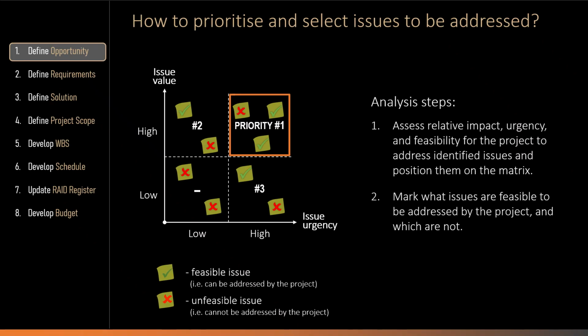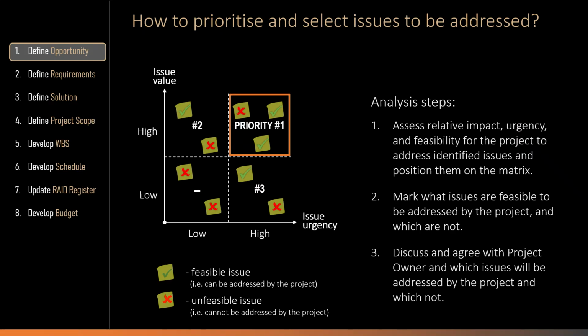Second, mark which issues are feasible for the project to address and which are not. This is important because not every important client issue can or should become part of project scope. Some issues may be outside the project's mandate, beyond available resources, technically unrealistic, or dependent on other initiatives. Third, discuss and agree with the project owner which issues will be included in the project scope and which will be excluded, deferred, or handled elsewhere. The goal is to make sure that the project focuses on the most valuable and urgent opportunities, but only those which it can successfully address.